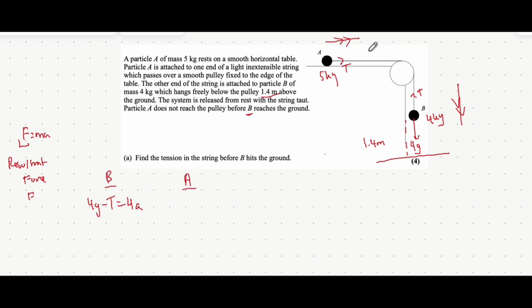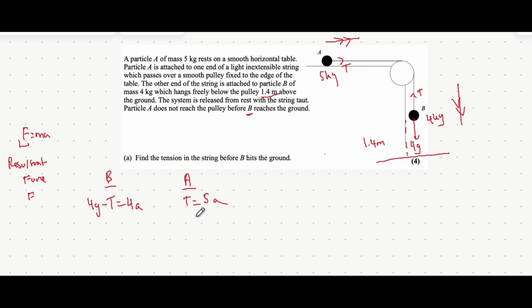Forming the same equation for particle A, we can say that the force pushing it in its direction of motion, which is just tension, take away the forces opposing it. In this case, there are no forces acting to the left of A, so there's nothing opposing particle A. And that's equal to the mass of particle A, which is 5, multiplied by its acceleration.